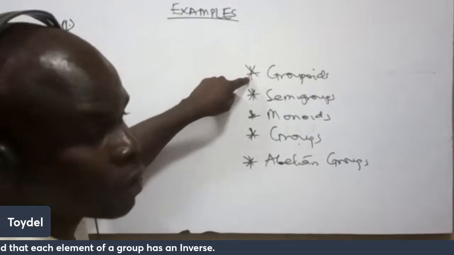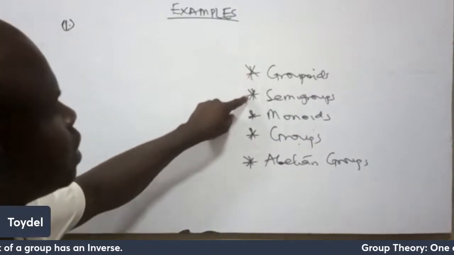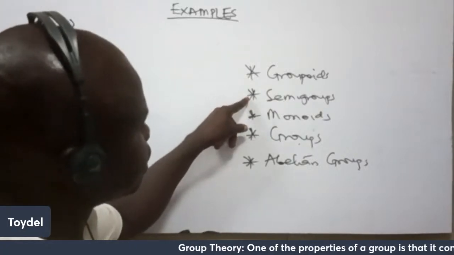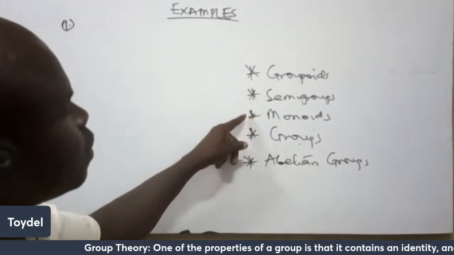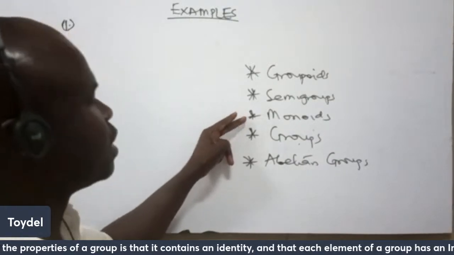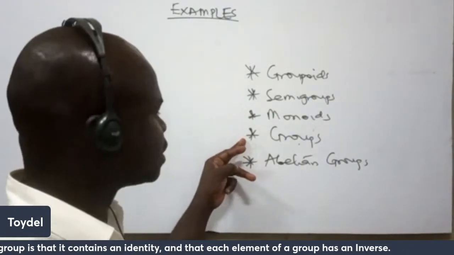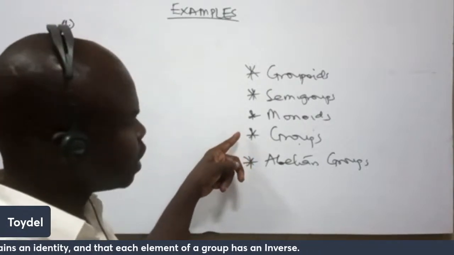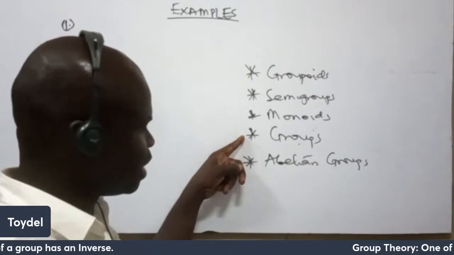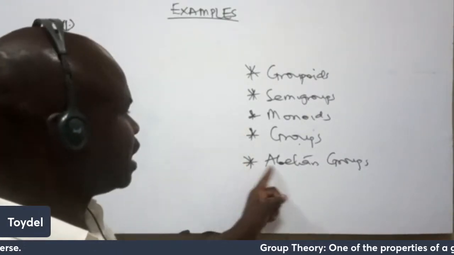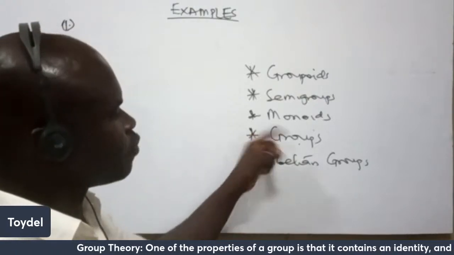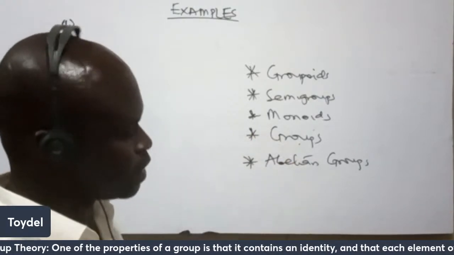Groupoid will satisfy the closure property. Semigroup will satisfy the closure and associative property. Monoids will satisfy closure, associative property, and existence of identity elements. While group will satisfy 4 properties: closure, associativity, existence of identity element, and existence of inverse elements. Then abelian group is a group that is commutative. So we just add commutative property to groups to get an abelian group.